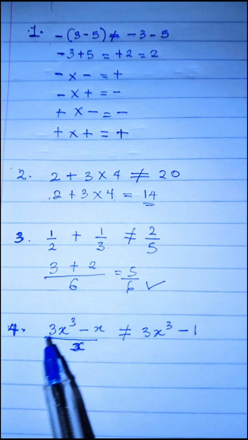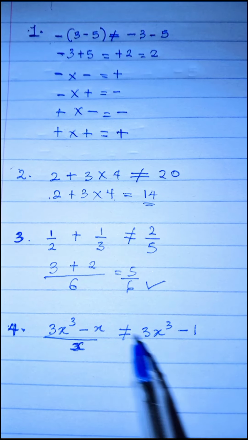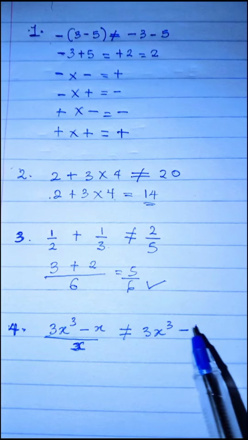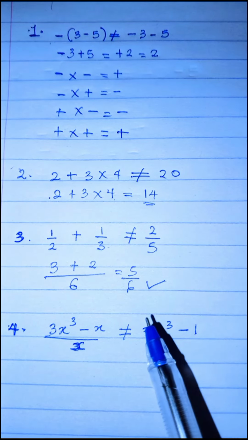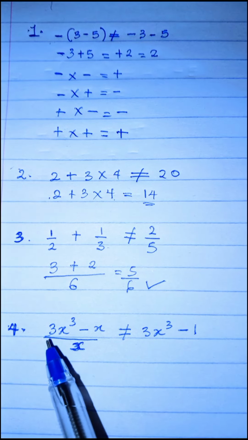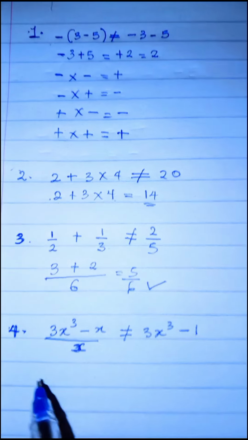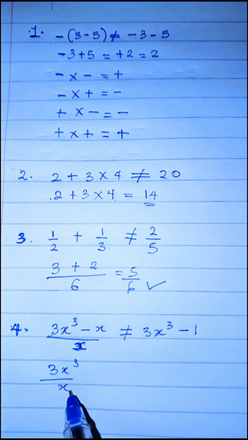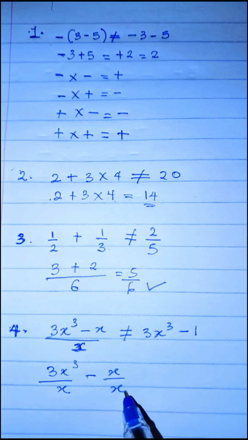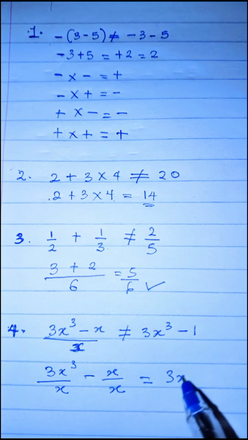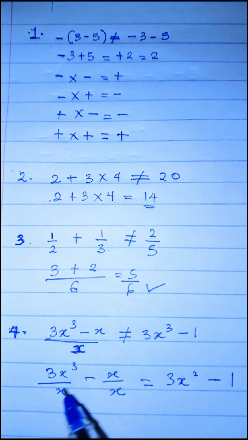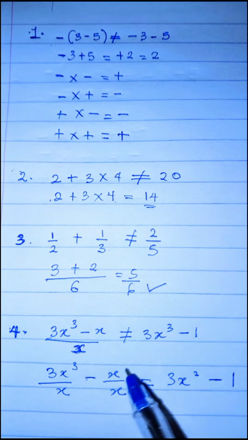So the next on the list is 3x cubed minus x all over x is not equal to 3x cubed minus 1. Most people do this. You cannot divide this and this only. It's not how it's done. So this x here, you're dividing this and this. This one is dividing this and this. That's how to solve this. So the correct answer is going to be 3x cubed all over x minus x all over x, which is ultimately going to give 3x squared minus 1, because this x will cancel this x to give you x squared, and this x will cancel this x to give 1.